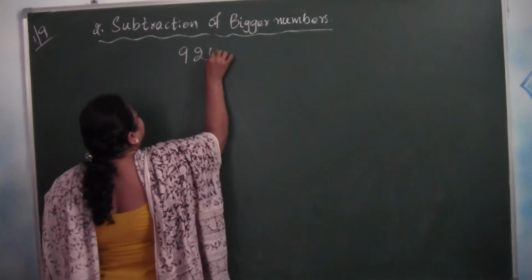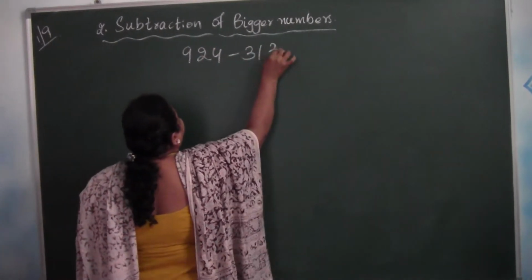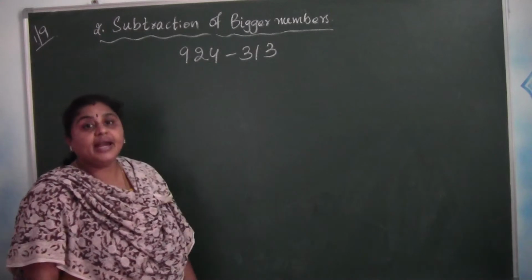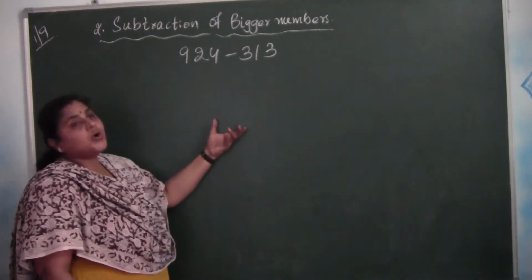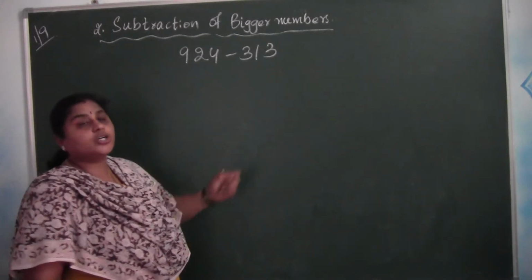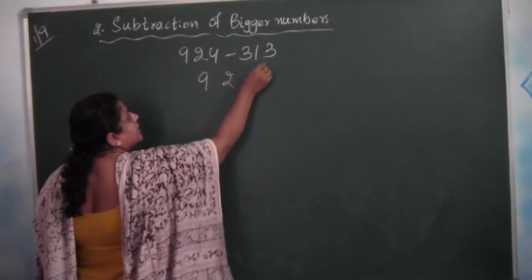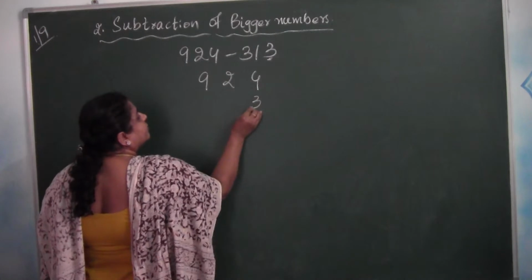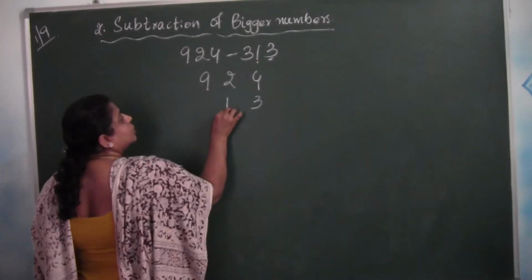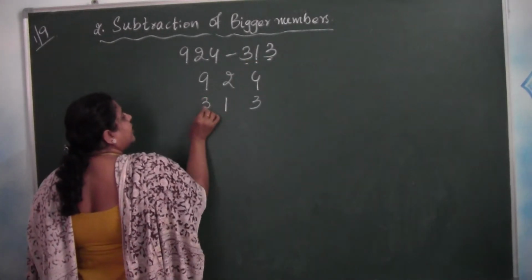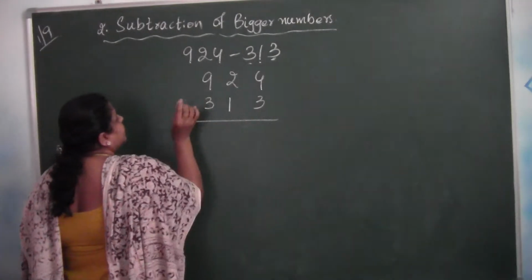924. From 924 we are going to subtract 330. Come on, let us now arrange the numbers in columns. 924, then 3 under 4, 1 under 2 and another 3 under 9. Come on, let us subtract.